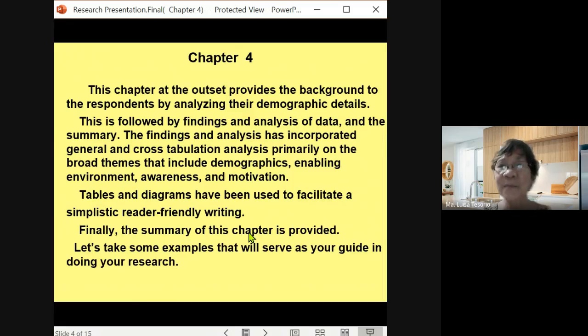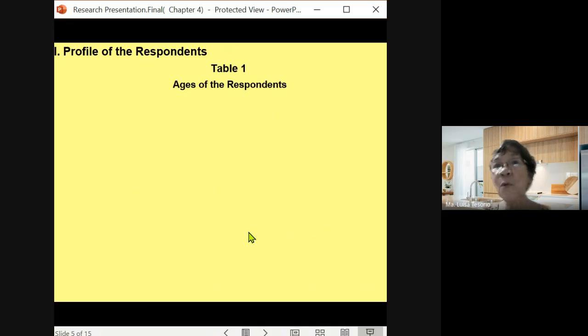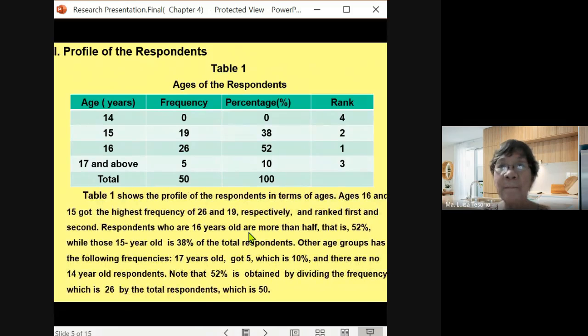Let's take some examples that will serve as your guide in doing your research later on. The first one is about the profile of the respondents, and it is being presented in table form. Table 1 is about the ages of the respondents. If you look at the table, the data that you have collected are now being presented in this form. Table 1 shows the profile of the respondents in terms of ages.